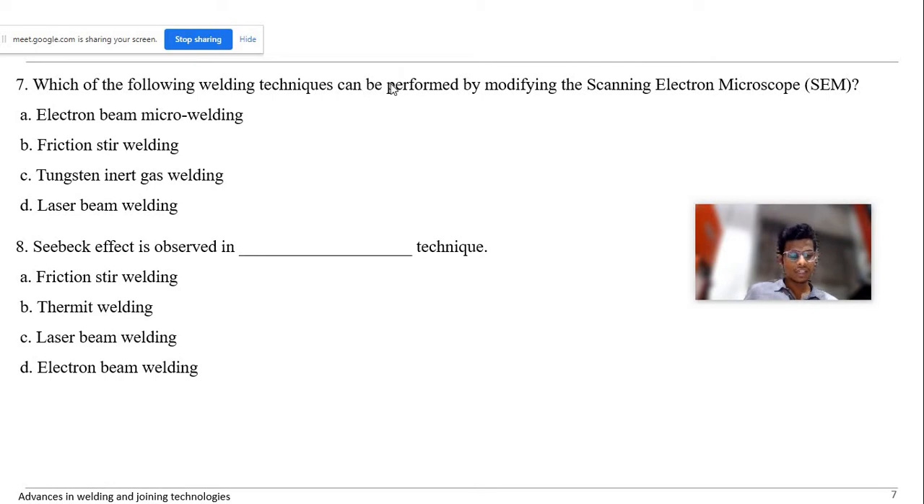Which of the following welding techniques can be performed by modifying the scanning electron beam microwelding? This is straightforward, so electron beam microwelding is the correct answer. Next: Seebeck effect is observed in which technique?